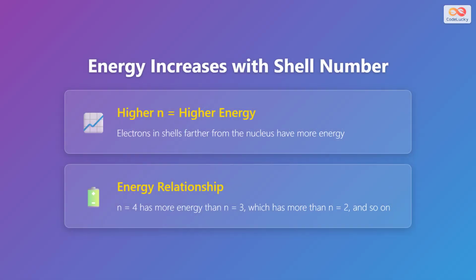An important principle to understand is that energy increases as the shell number increases. Electrons in shells farther from the nucleus possess more energy than those closer to it. For example, an electron in the n equals 4 shell has more energy than an electron in the n equals 3 shell, which has more energy than n equals 2, and so on. This relationship between distance and energy is crucial. Higher n value means higher energy. Electrons naturally prefer to occupy lower energy shells when possible.